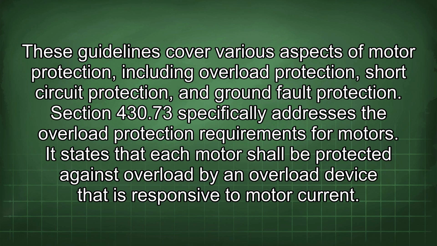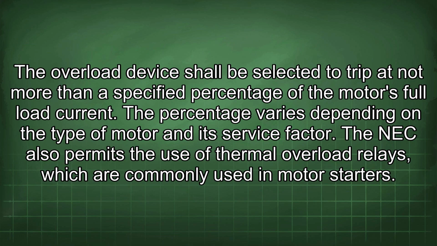Section 430.73 specifically addresses the overload protection requirements for motors. It states that each motor shall be protected against overload by an overload device that is responsive to motor current. The overload device shall be selected to trip at not more than a specified percentage of the motor's full load current. The percentage varies depending on the type of motor and its service factor.